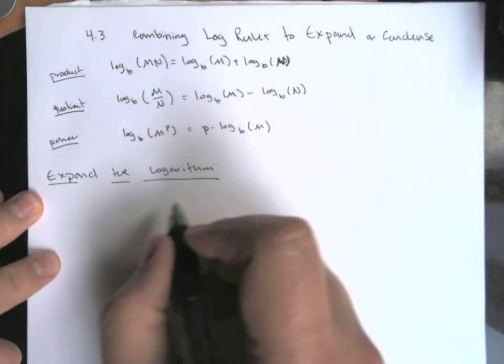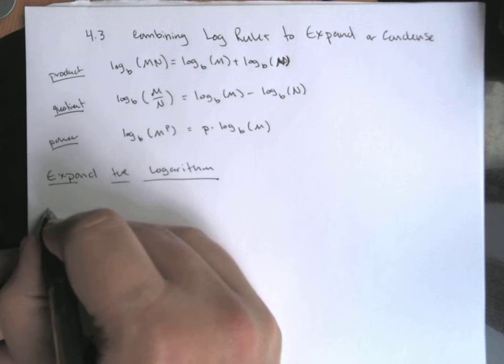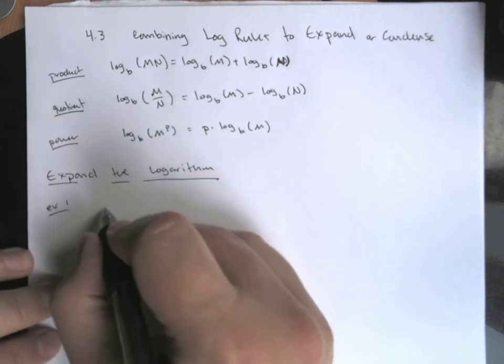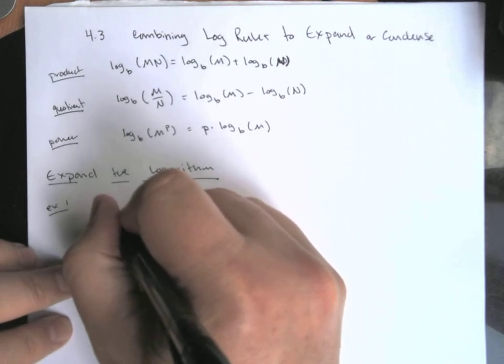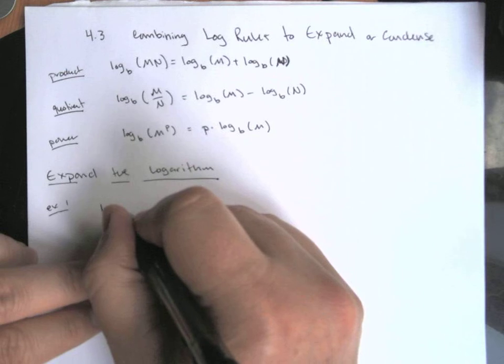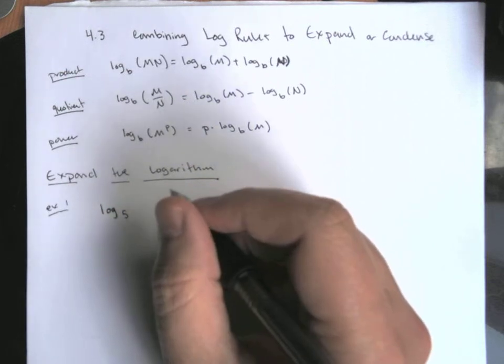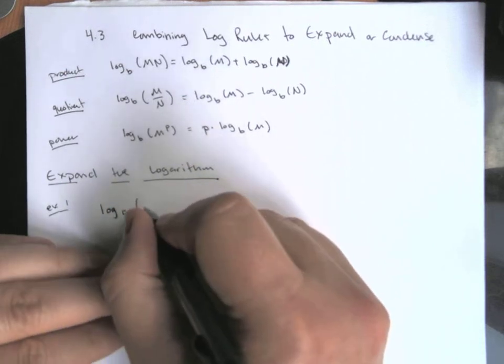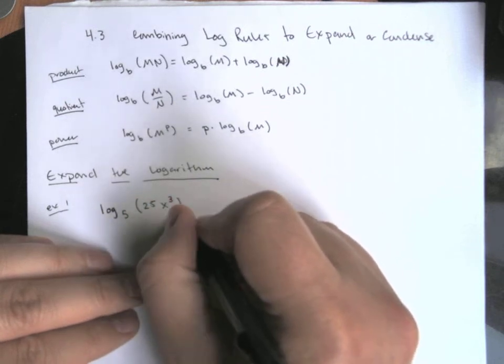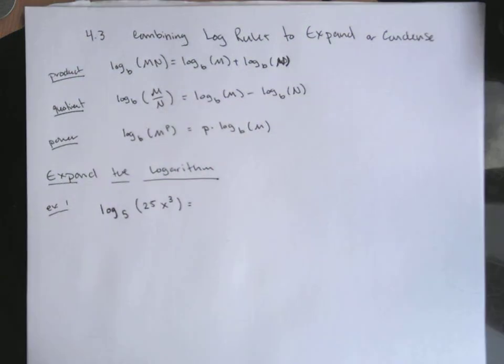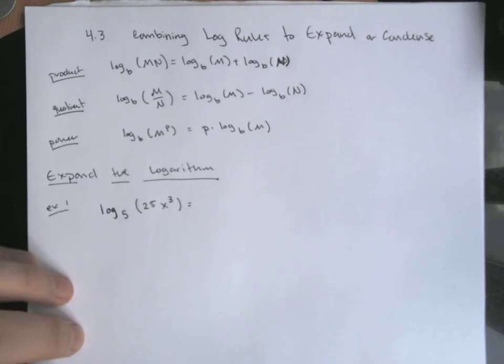Let's expand the logarithm. Let's take log base 5 of 25 x cubed. What we'll do is break this down one chunk at a time. The idea is not to try to do everything all at once. Obviously, we'll go in steps.